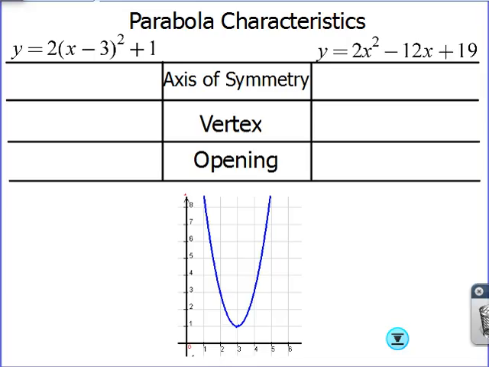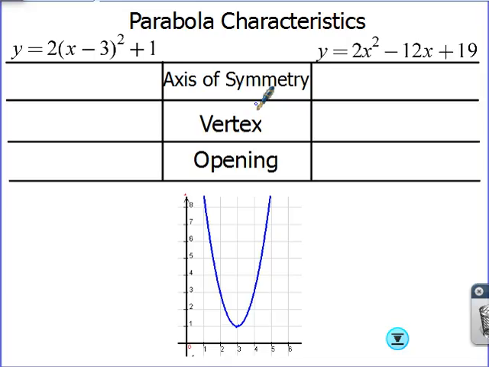Parabola characteristics. I've already showed you how to find the vertex, but here somebody has done this job for you. Y equals 2x squared minus 12x plus 19 is this parabola. They wrote that in vertex form as well. This slide is going to be extremely important to you. It's pretty much going to sum up everything we're going to do in this section.